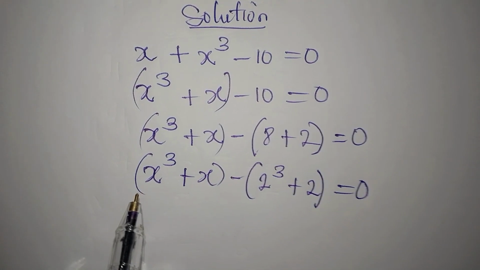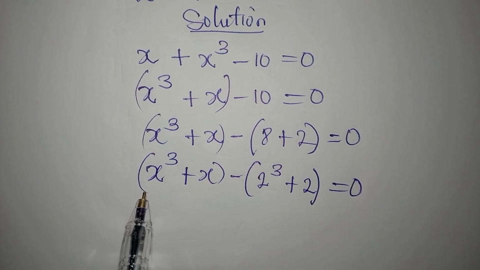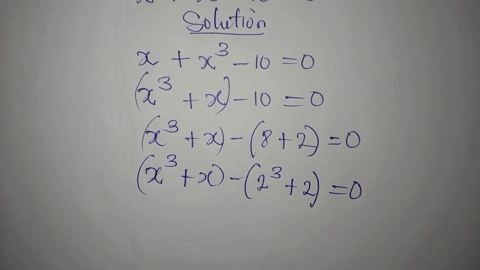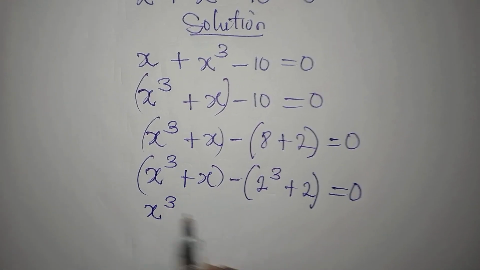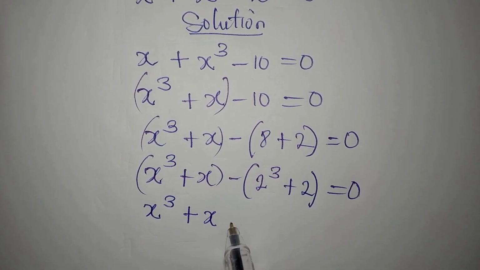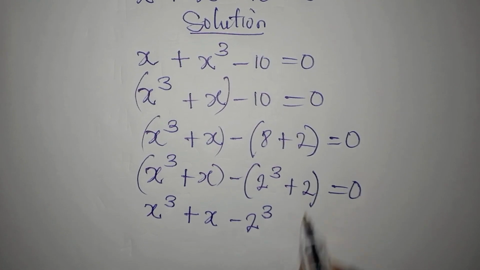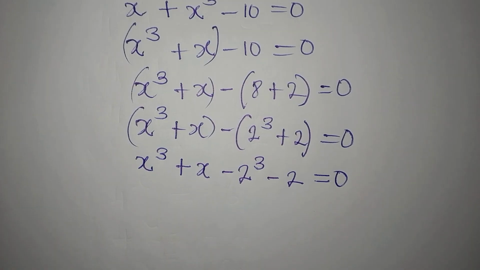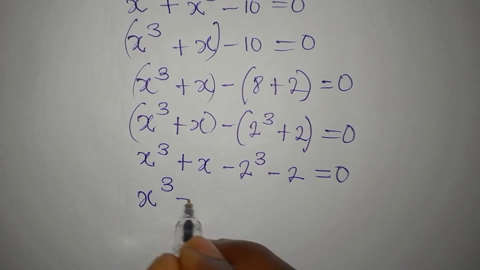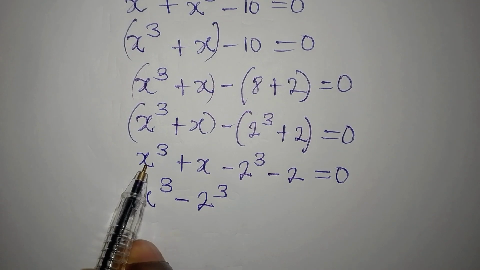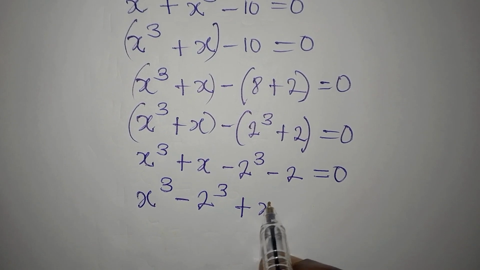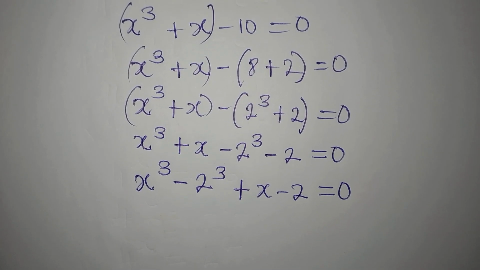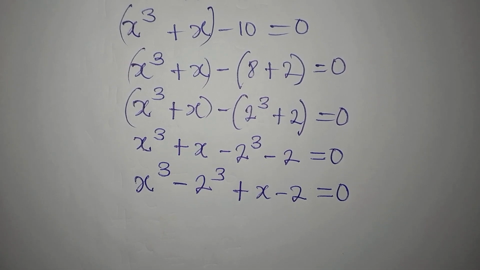But if we stop at that, we'll have just one solution, which will not be complete, so we have to solve it fully. Let's open the two brackets now. So we have x to the power of 3 plus x minus 2 to the power of 3, then this will become minus 2. This is equal to 0. So we have x to the power of 3 minus 2 to the power of 3. I'm grouping this and this together. Then I have plus x minus 2. Everything equals 0. Now, what do I do from here?